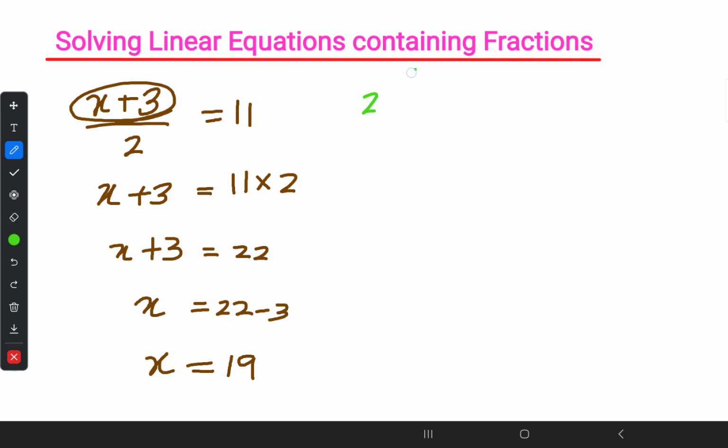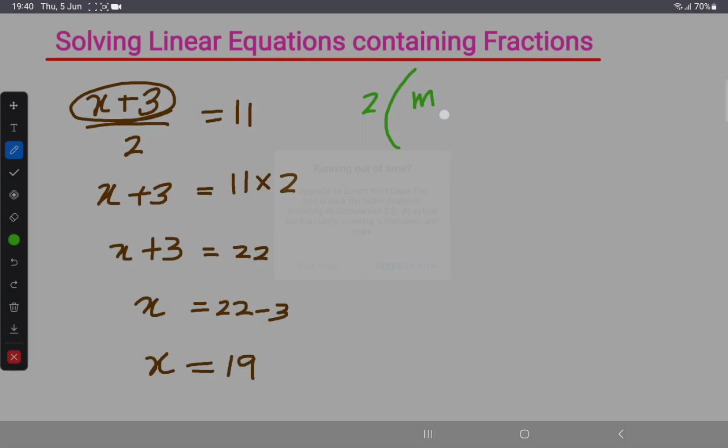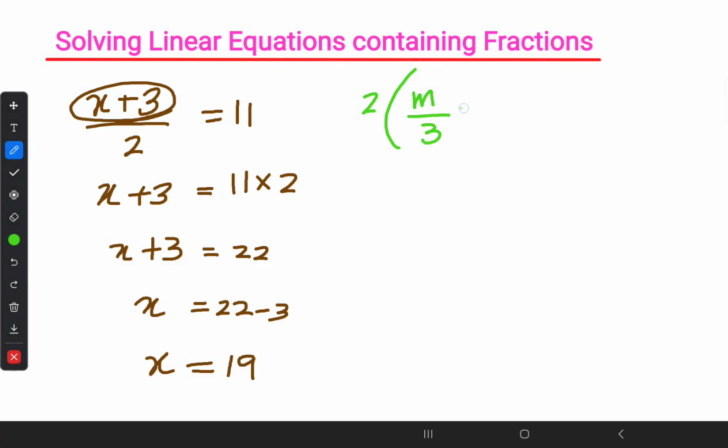2 times (m/3 minus 1) equals 10. Let's have a look. Carefully try to understand. This total value is multiplied with 2. Total value multiplied with 2. So I will bring this 2 over as a divisor first. So m/3 minus 1 equals 10 divided by 2.